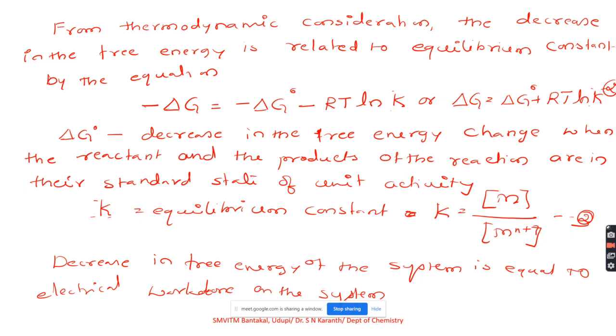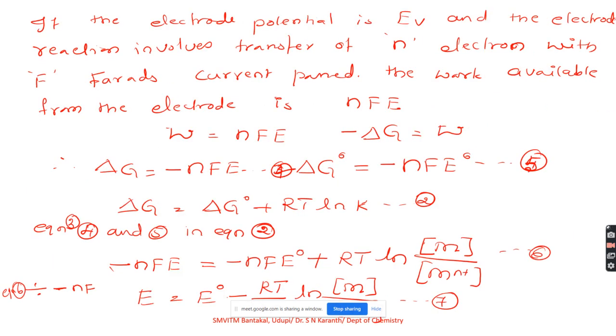The decrease in free energy of the change when reactant and product of the reaction are in a standard condition is represented as delta G naught. The equilibrium constant K is equal to the concentration of M by the concentration of Mn plus. Then the work taking place in the system, the cell or the electrode, is W is equal to minus nFE, or delta G naught is equal to minus delta G is equal to W, or we can write delta G equal to minus nFE, or delta G naught equal to minus nFE naught. These equations can be introduced in the thermodynamic equation. We can write it as minus nFE is equal to minus nFE naught plus RT ln concentration of M by concentration of Mn plus. Divide throughout the equation by minus nF.